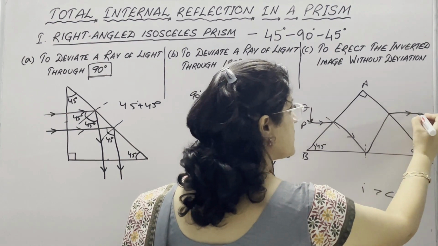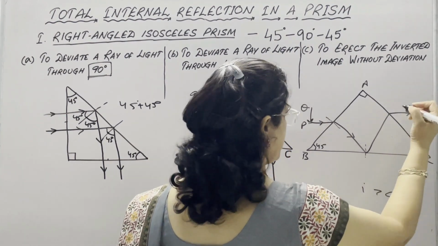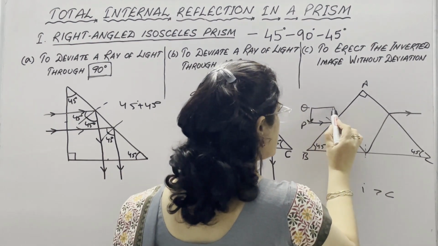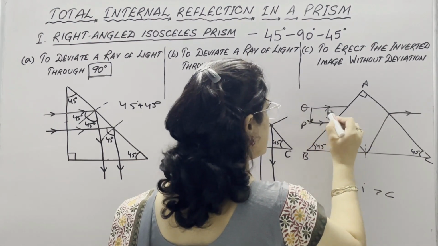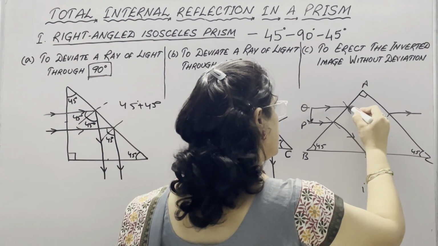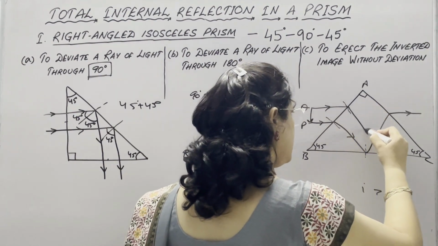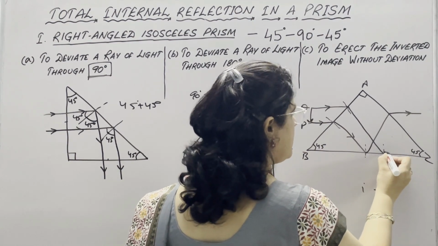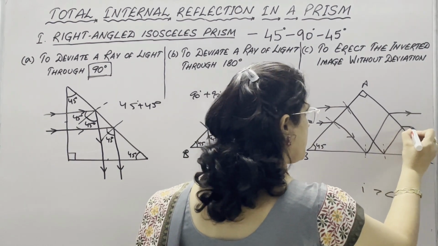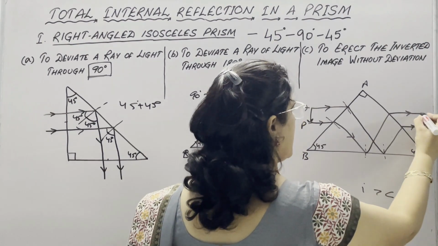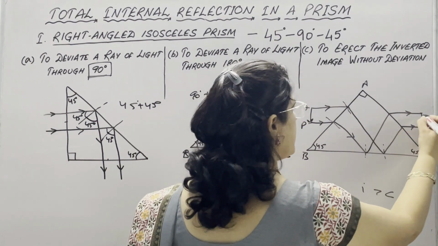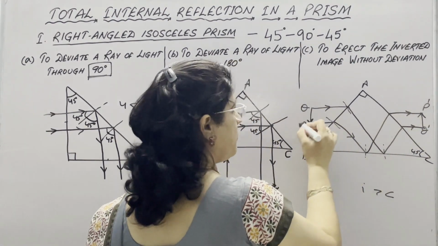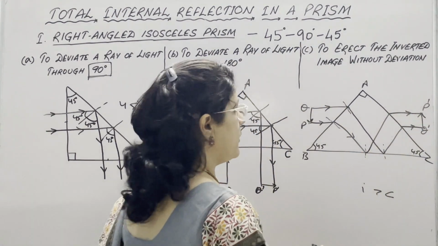Here, when it is emerging out, again parallel to BC. Now the second ray strikes the first surface, bending here at 45 degree, again TIR happens, and the ray coming out from the prism becomes parallel to the base, and we get the erect image P dash Q dash of this inverted object PQ on this side of the prism.